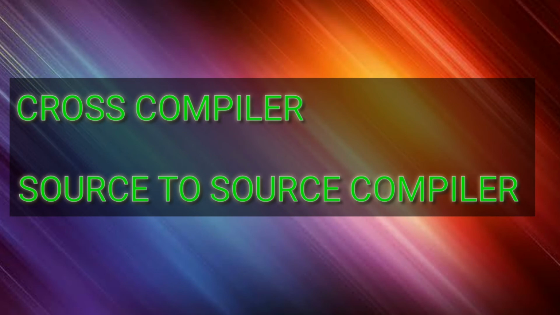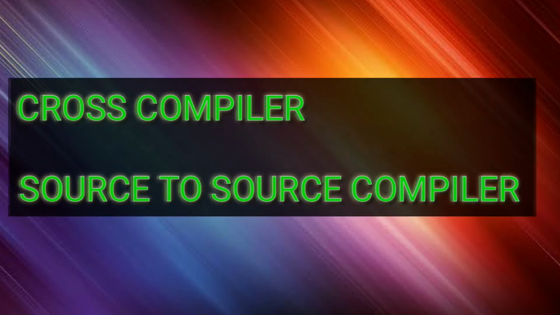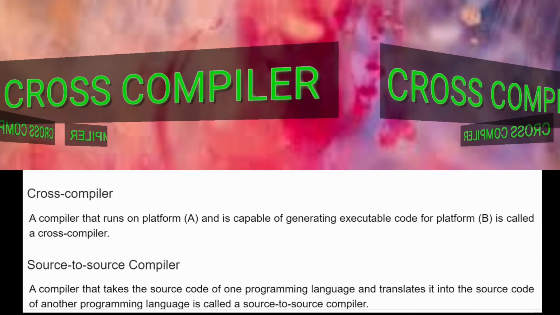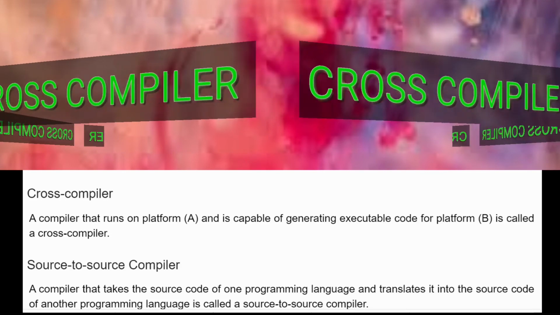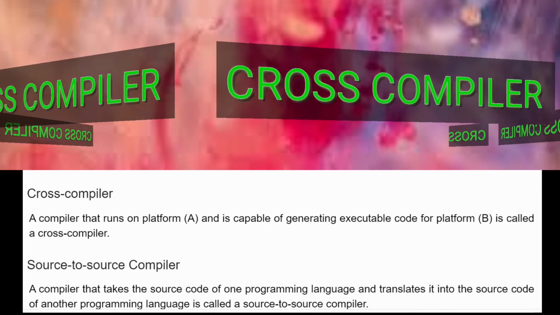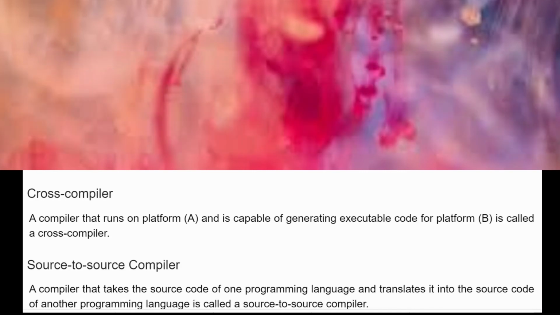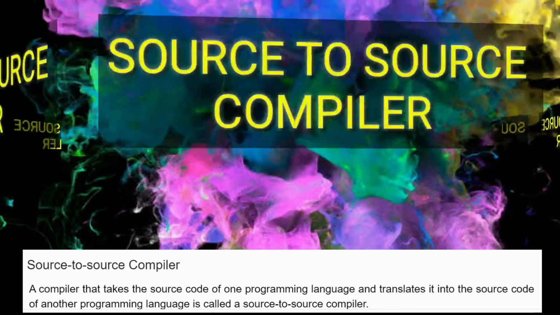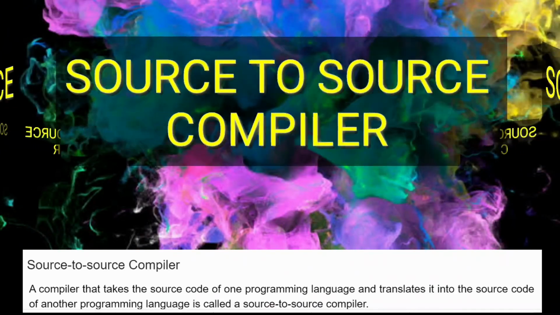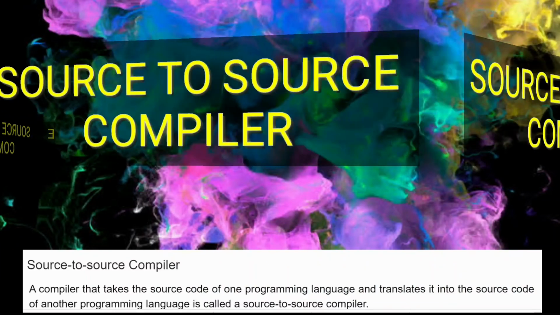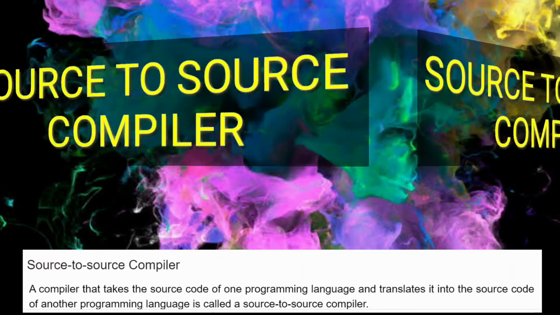Cross compiler and source to source compiler are both varieties of compiler. A cross compiler is a compiler that runs on platform A and is capable of generating executable code for platform B. And a source to source compiler is a compiler that takes the source code of one programming language and translates it into the source code of another programming language.